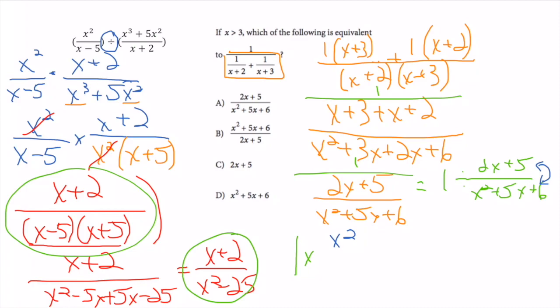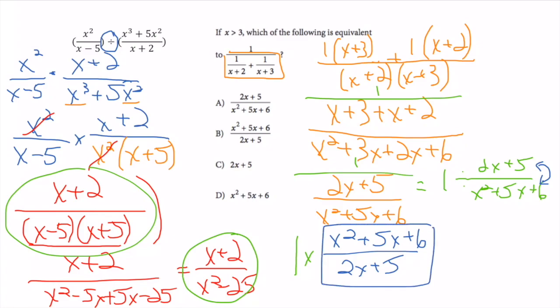Okay, so that'll give me x squared plus 5x plus 6 over 2x plus 5. Okay, and 1 times anything is just anything. So my final answer here is B. Okay, so again, breaking it up into simpler problems. I just worry about this orange part to start with. And then I take care of the other numerator.